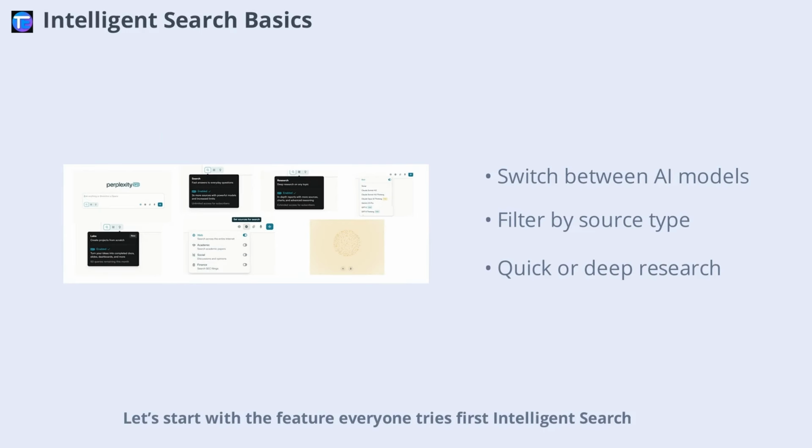Let's start with the feature everyone tries first: intelligent search. When you land on Perplexity AI, it looks like a simple chat box, but the real power is in the toolbar. Here, you can switch between different AI models, filter sources for general web, academic papers, or even finance documents, and choose between quick answers or deep research. Deep research takes a bit longer, but delivers a comprehensive, cited report. This flexibility means you can tailor your search for speed or depth, depending on your needs.